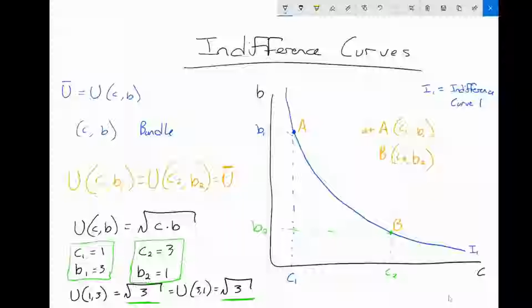Okay, so this is an example of a utility function, and these are examples of bundles that lie on the same indifference curve. That means the agent is indifferent. The agent is willing to have 1 cup of coffee and 3 bagels, or 3 cups of coffee and 1 bagel. They get the same amount of utility from both, and so they are not concerned with whether they have 1 and 3 or 3 and 1. They are indifferent between them. So that's what this curve shows.